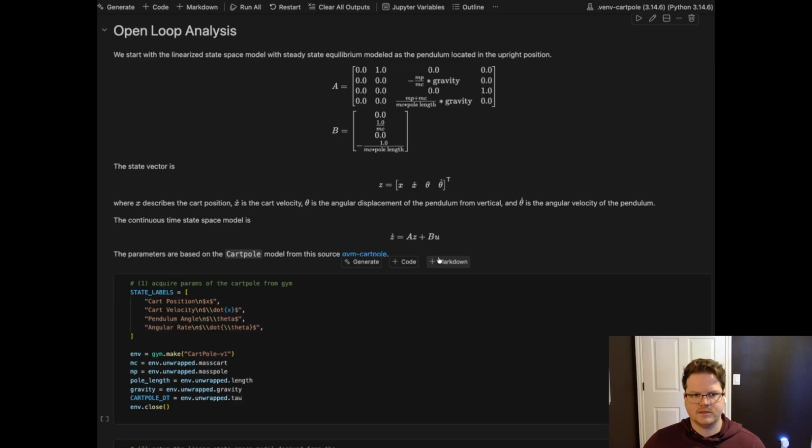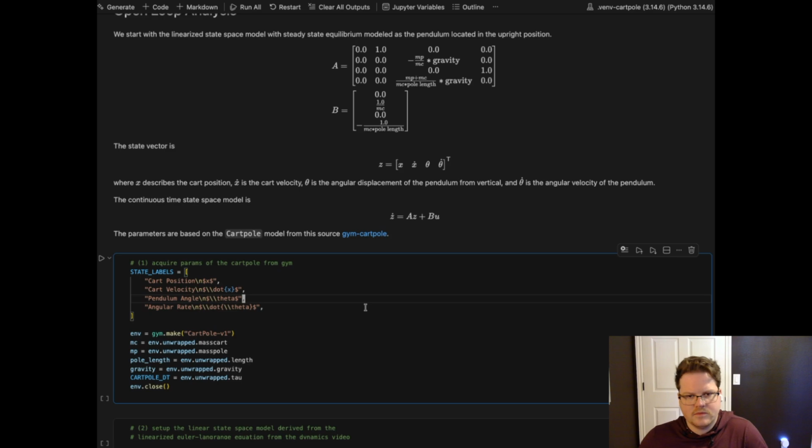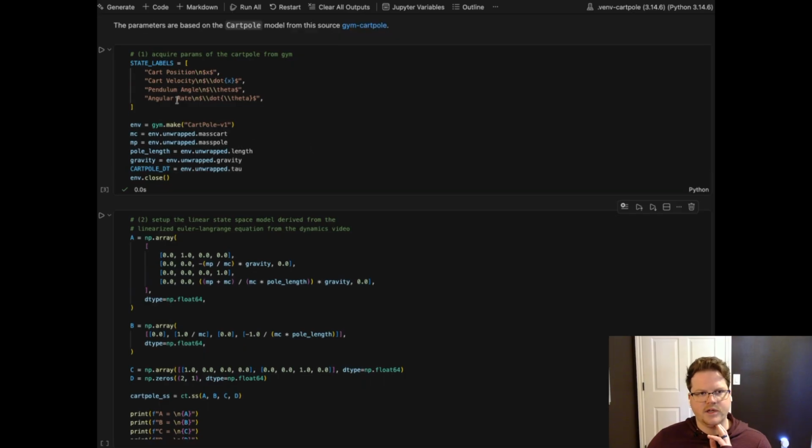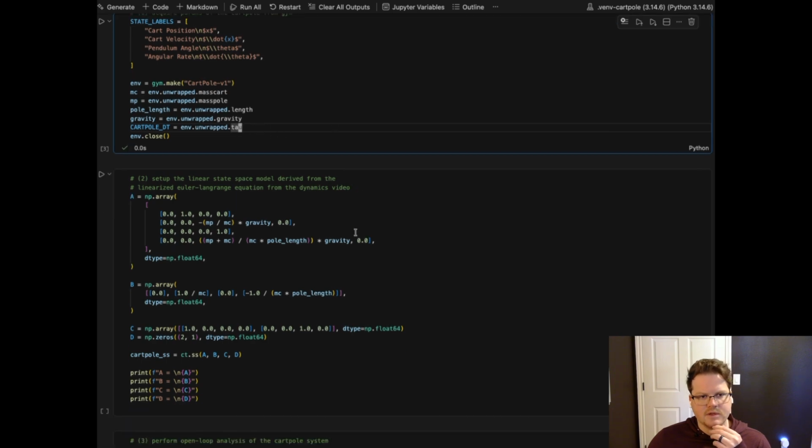So the continuous state space model is Z dot is equal to AZ plus BE. Cool. So in this little code section here, I'm acquiring the parameters from Gymnasium. These are just state labels for plotting later on. But you can get the mass of the cart, the pole, and remember that there's no inertia term with the pole. It's basically like just a point mass rigidly attached to the center of mass of the cart. Pole length, gravity constant, and then the dt term.